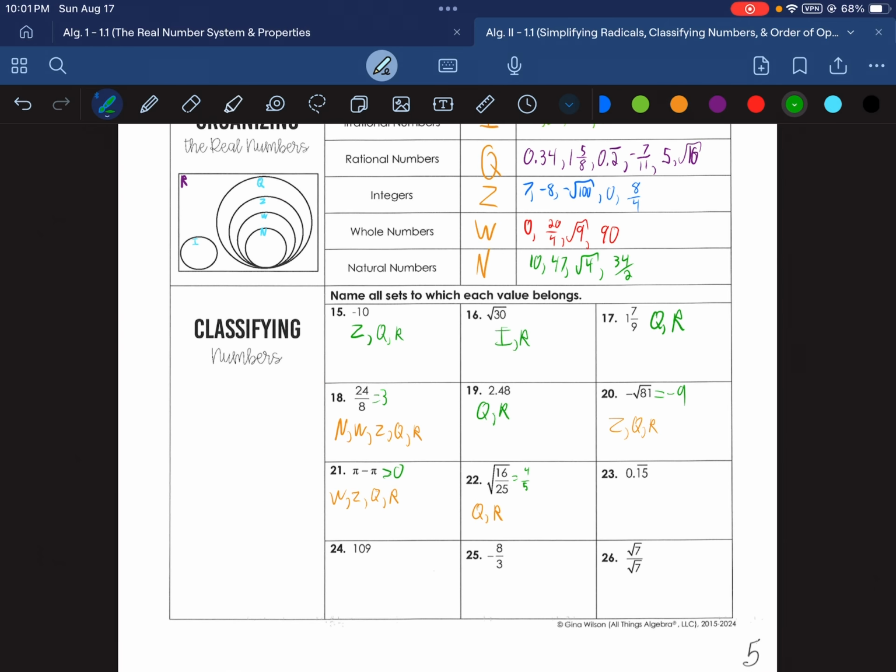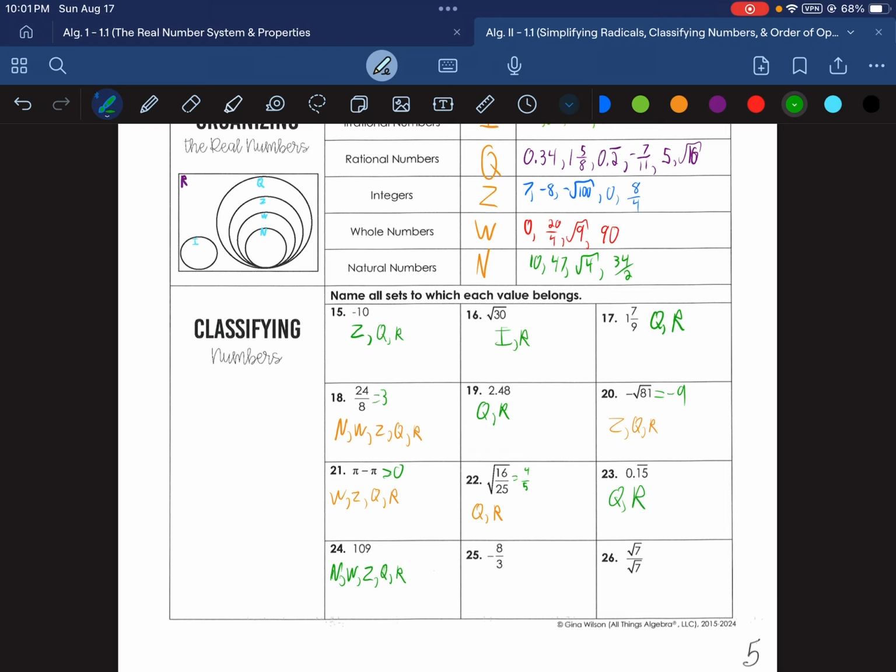Number 23, 0.15 repeating. So it does repeat, meaning it is rational. Now, if it didn't end nor repeat, then it would be irrational. But repeating, even though it never ends, repeating numbers are rational, and it still is real as well. 109. While it's a big number to count with, it is still a counting number. It's a non-negative, non-decimal, non-fraction. It's positive. So it's natural, whole, integer, rational, and real.